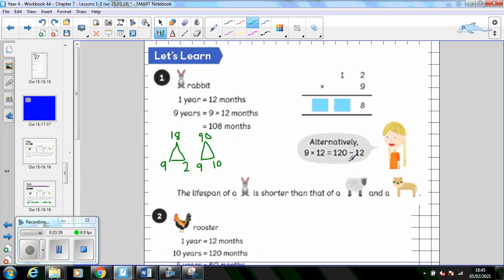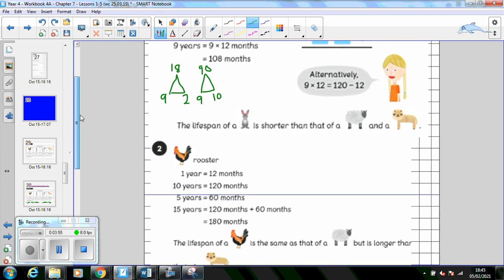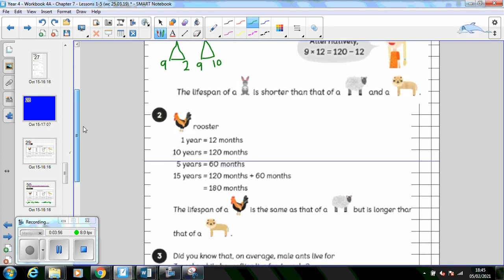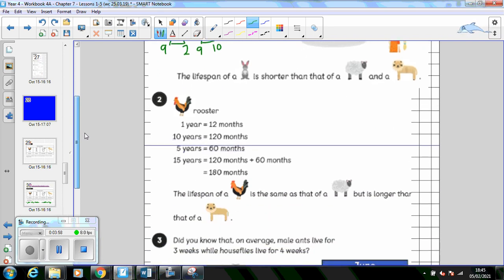Alternatively, you could multiply the 12 months by 10 years, which would give us 120 months, and you could take away a year or 12 months. Thank you, Hannah. That's a good idea. The rooster, we can convert its years, its 15 years, into 180 months.